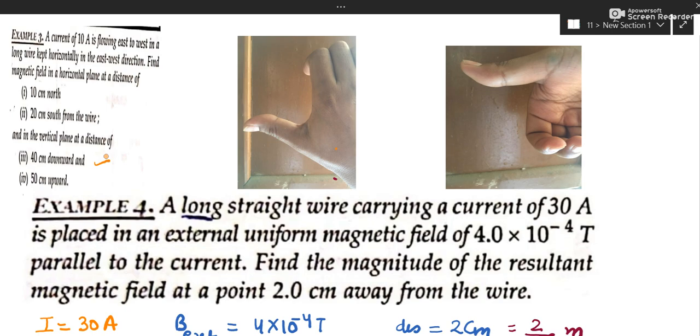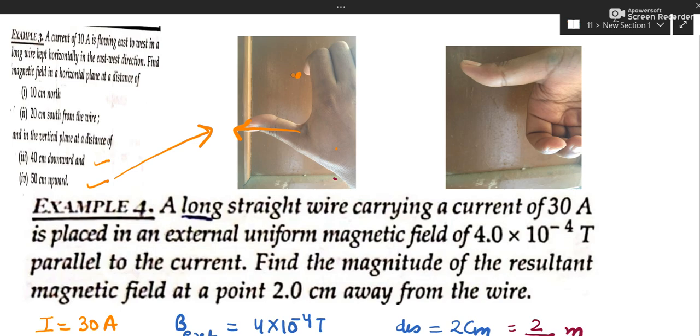Okay. So, 50 centimeter upward. You can see in this picture, this is my current and my point is here upward. The picture is not in 3D, it's in 2D. Otherwise, I have performed in 3D.